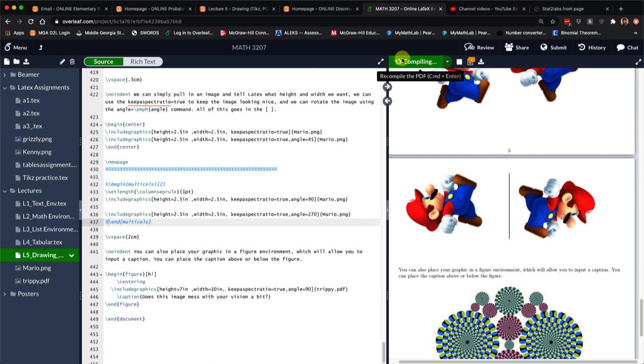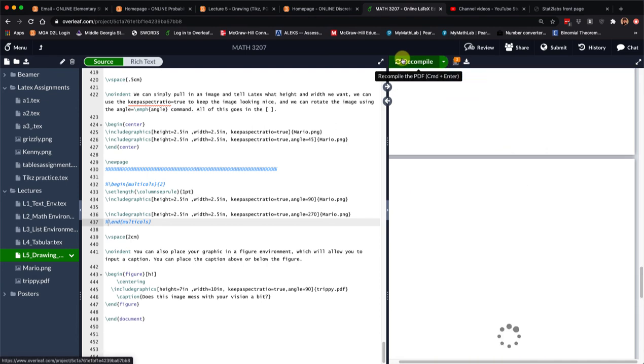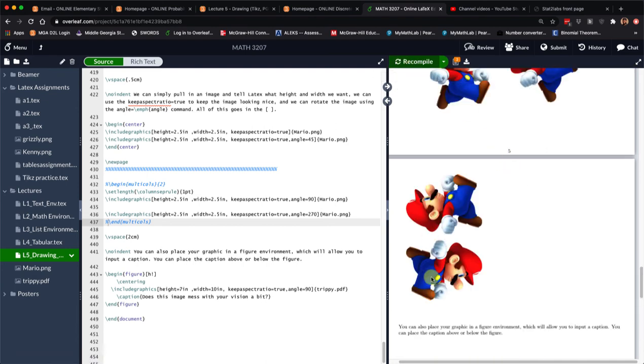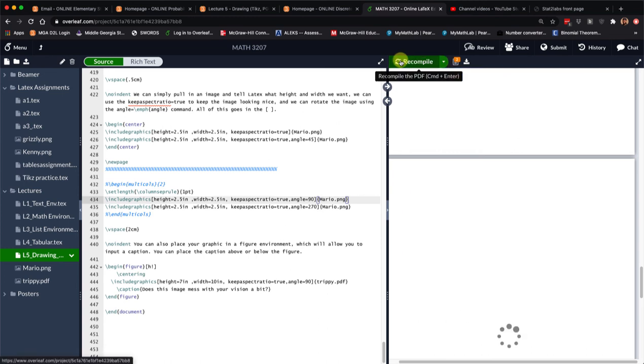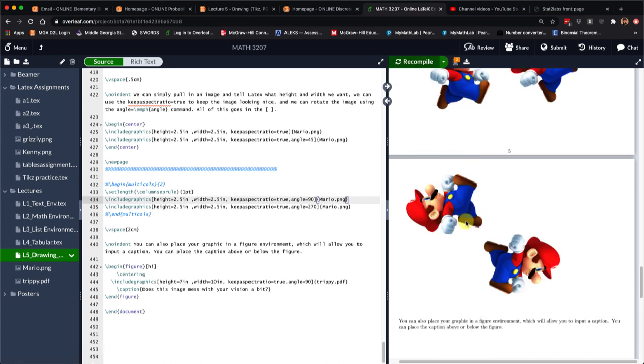Notice I have a space between both pictures of Mario, the one where he's looking straight up and the one where he's looking straight down. So it did put them one on top of the other. Let's see if I pin them side by side if I get the same thing. So it still didn't put them on the same line. So the multicols is actually useful here when you have an image that's too big to be on the same line.